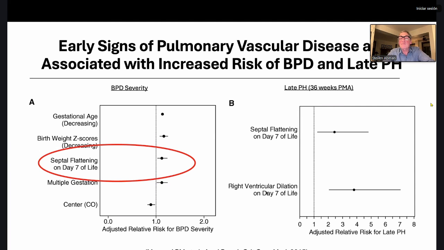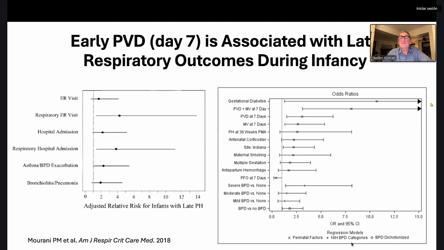Similarly, if you had these very abnormal, or not even extremely abnormal, but these striking findings of septal flattening or RV dilation at day 7, it was strongly associated with the later echo at 36 weeks showing evidence of late pulmonary hypertension. And then finally, along the lines of what I mentioned before about the airways or airspace disease, we found that an abnormal echocardiogram at day 7, simply some element of RV stress or pulmonary vascular disease that may be present, not really necessarily PPHN at all.